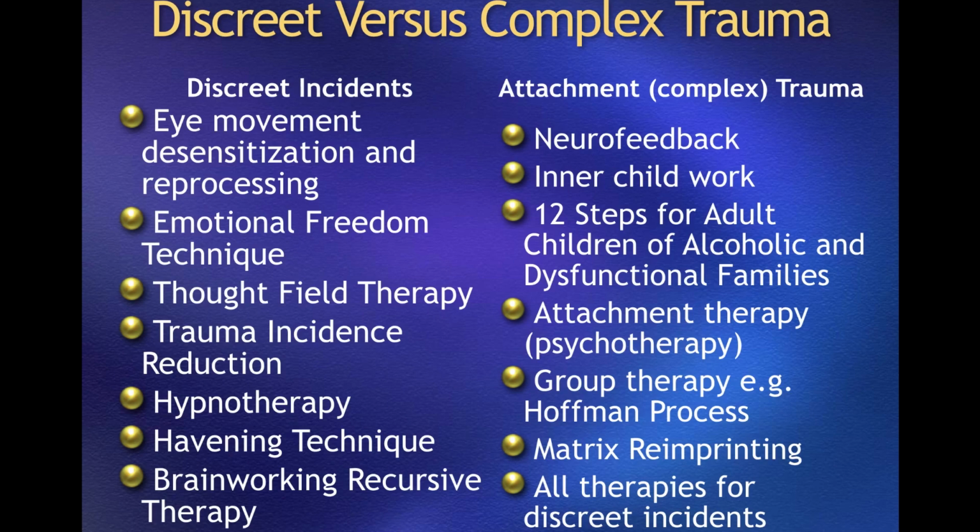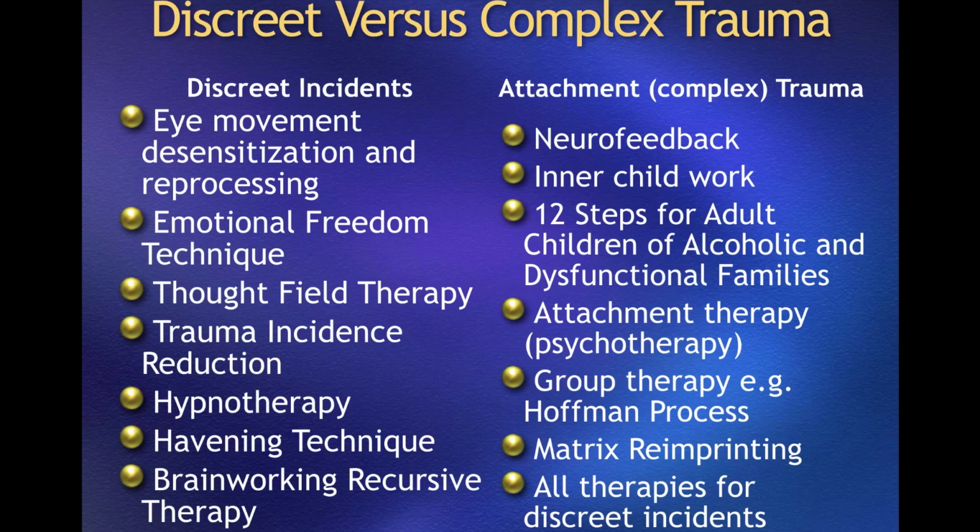Trauma incidence reduction therapy, Havening technique, and brainwork recursive therapy are popular, but you won't see science evidence behind them yet. I've put them there because your clients might ask you about them, and you might want to just try them and find out about them. EFT at one time had no data behind it either, and yet now it's becoming mainstream. So probably these other ones may do as well. But just so you know, there isn't science.